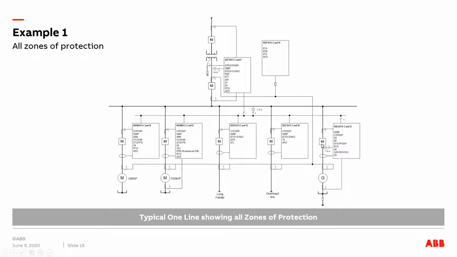And here, the last one is a generator feeder, which is again connected to the bus bar here. So for generator, we use REG 615 configuration D. It has its own CT, and it has its own PT input. And of course, it has a differential. It's a large generator, so we need a differential protection for that. So CTs are connected to the relay from the bus side and the neutral side of the generator.